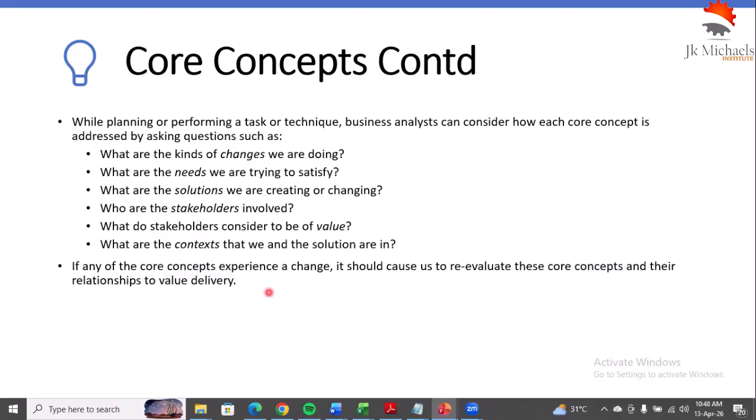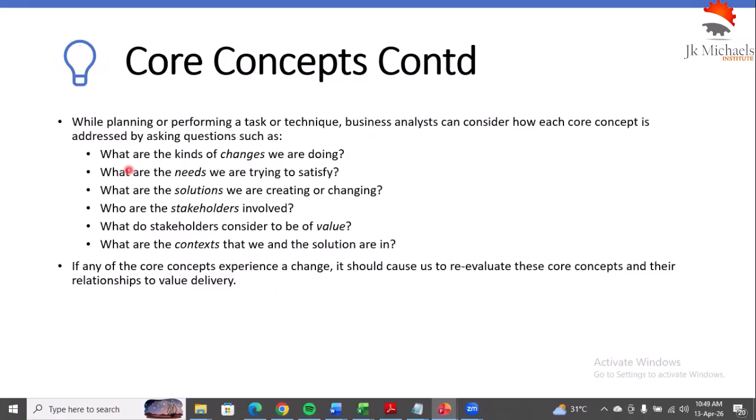Now, when addressing or performing a task or using a technique, a business analyst should consider how each core concept would affect the business analysis work. Ask questions like, what are the changes we are doing? Very important. What are the needs we are trying to satisfy? What are the solutions we are creating or changing? Who are the stakeholders involved? And what do the stakeholders consider to be of value? What are the contexts that we and the solution are in?